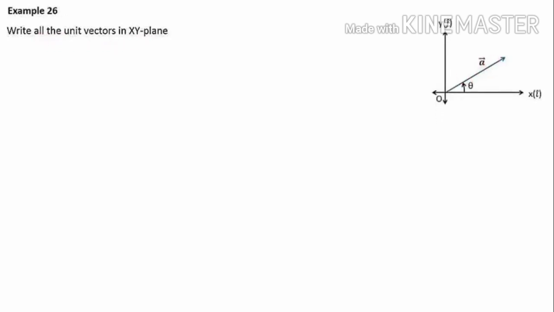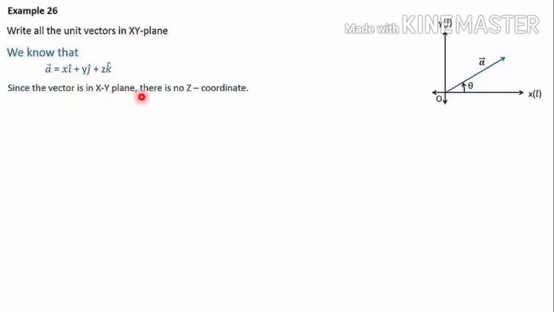Consider a unit vector A which makes an angle theta with the positive direction of x-axis. Here the general form of vector A is x i cap plus y j cap plus z k cap, and here the unit vector is in xy plane. Xy plane in the sense the z coordinate will be 0. Since the vector is in xy plane, there is no z coordinate. We are also given that vector A makes an angle theta with the x-axis, as I mentioned in the beginning from the diagram.